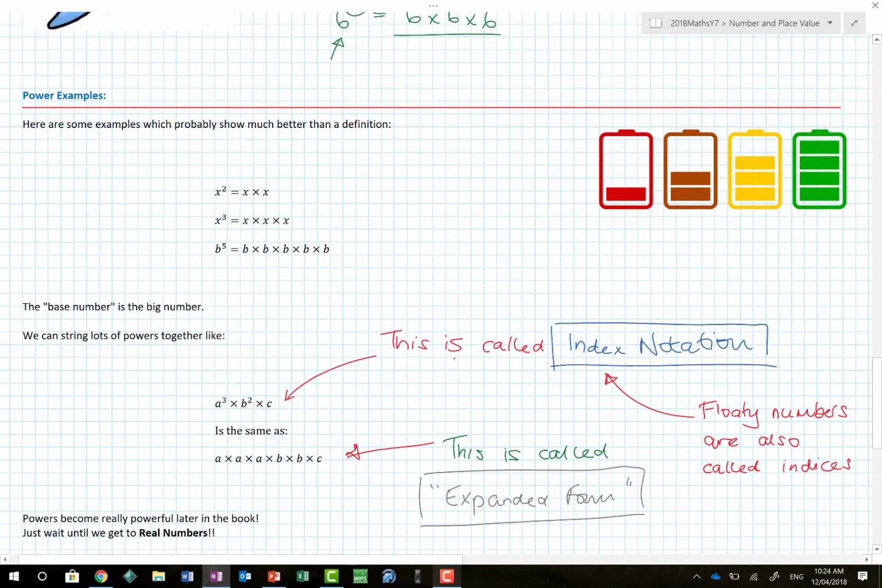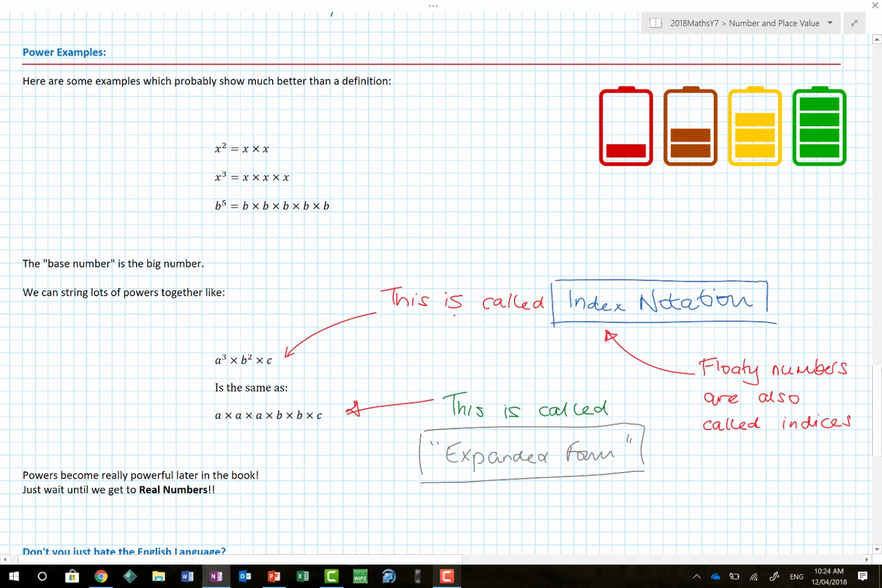So here are some power examples with a little power graphic. Oh, I wake up early in the morning to think of this stuff.